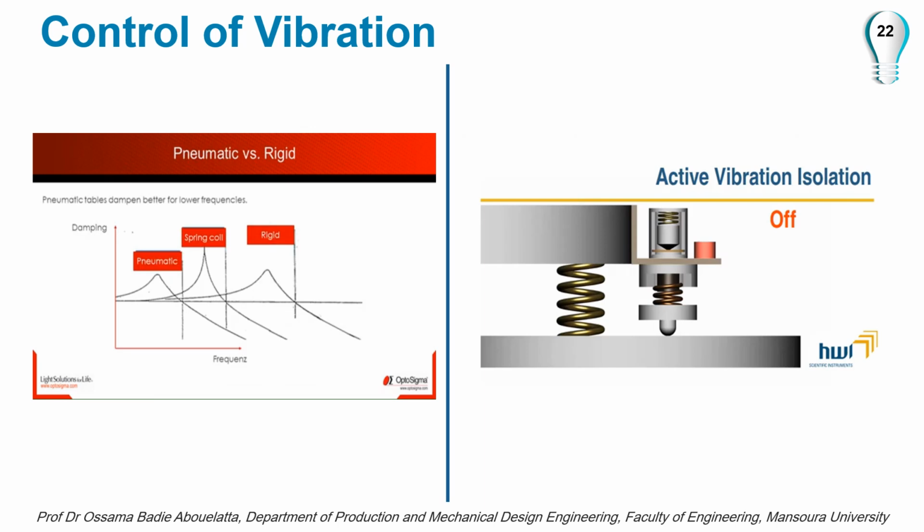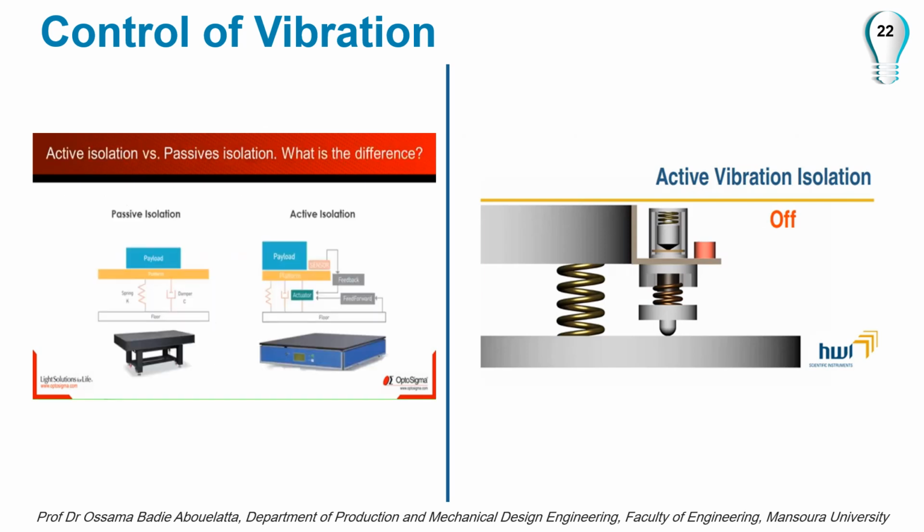Let's take a closer look at the different isolation properties of the tables. In the graph we see three curves. All optical tables isolate well at high frequencies, but a pneumatic table generally has better properties at lower frequencies.